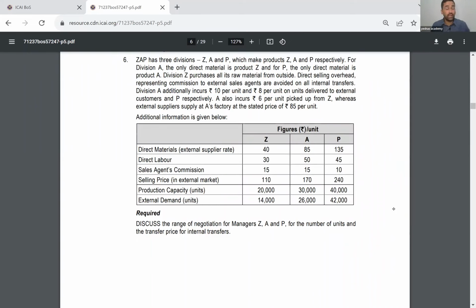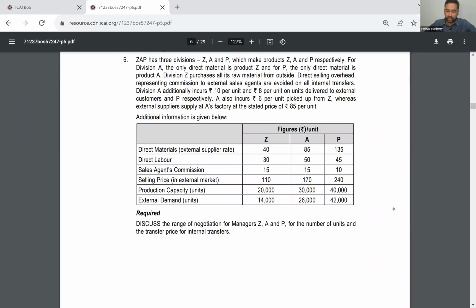Now you can't say, I will transfer only at the market price, because the receiving department will then say, boss, if that's the case, then you go and sell in the outside market. You can't sell all 20,000, only 14,000 can be sold. For 6,000, you have lesser bargaining power. Look at A. They can produce 30,000, but they can sell only 26,000 in the outside market. Now also their bargaining power for the excess production is less.